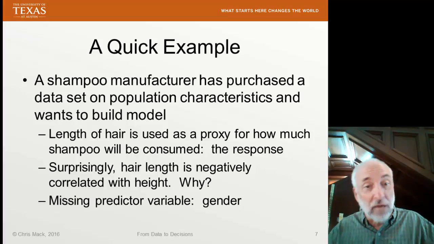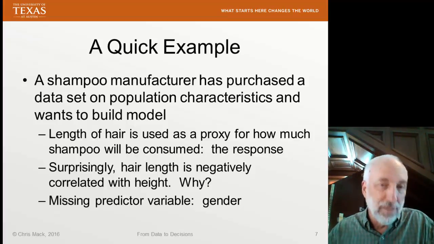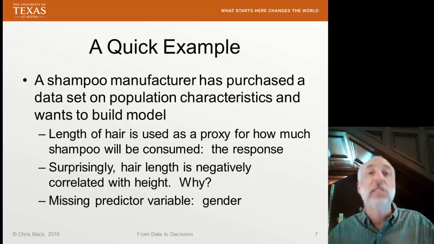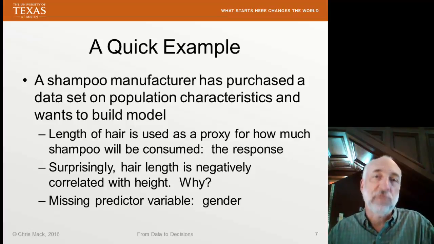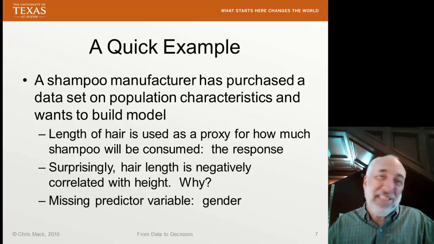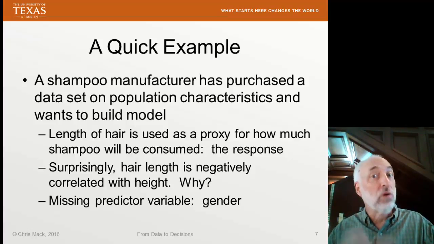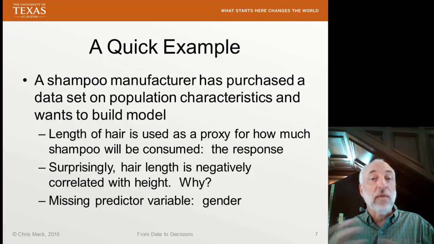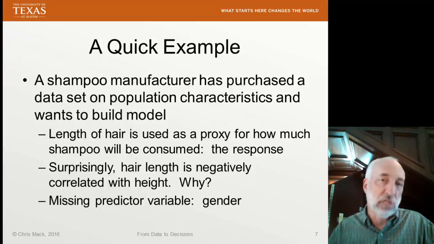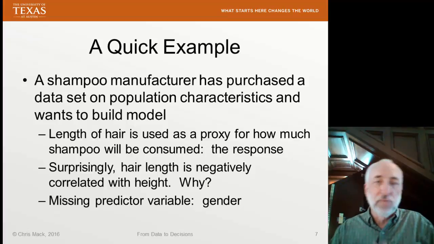So if I left gender out of the model, I would find a negative correlation of hair length with height. But as soon as I include gender in the model, I find that height completely disappears as a significant predictive variable and should be left out completely. As you might expect, height really doesn't matter when it comes to predicting hair length, but gender does. So you've got to find the right predictive variable. And because height and gender are correlated, including them both makes no sense whatsoever. All right, we'll come back to those kinds of topics later.